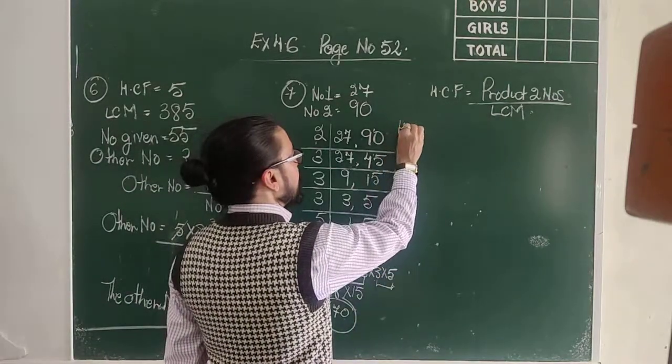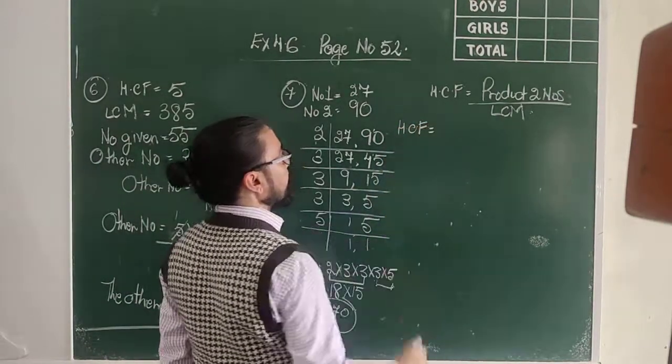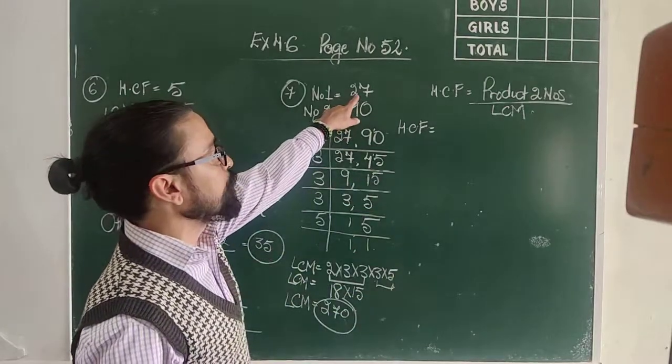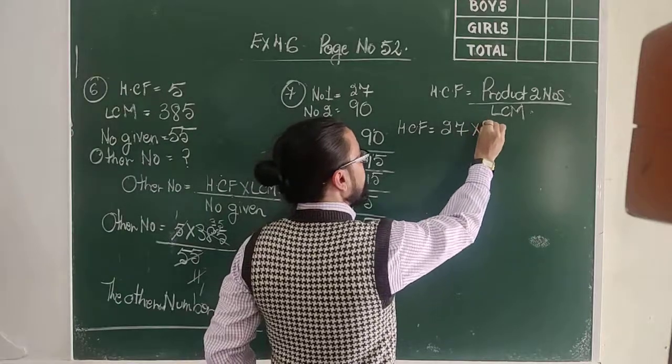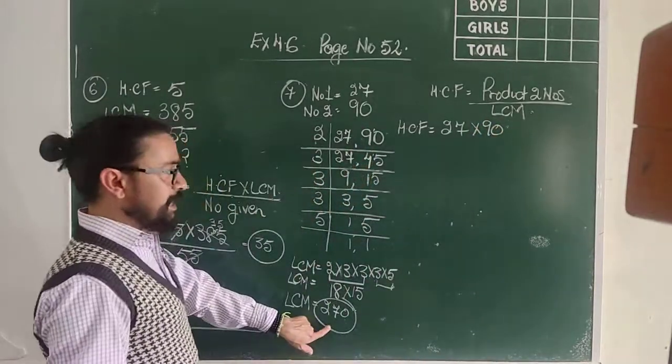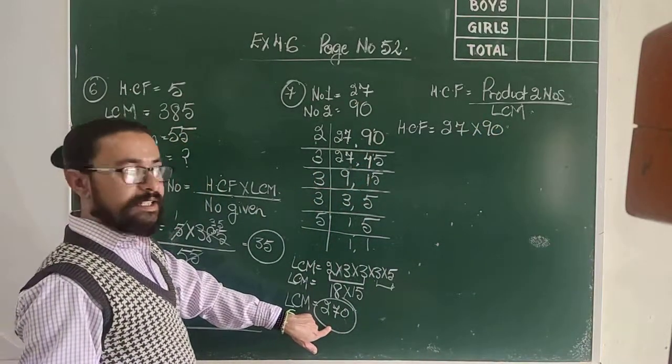So the HCF would be product of the two numbers. That means I have to multiply 27 and 90. 27 into 90, and I have found the LCM. I have found the LCM, 270.